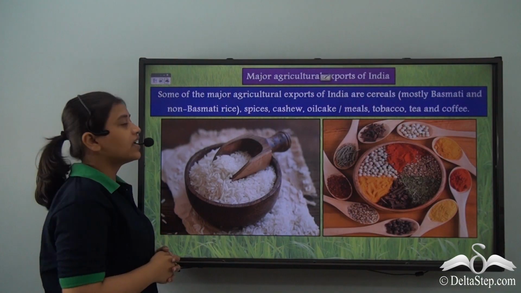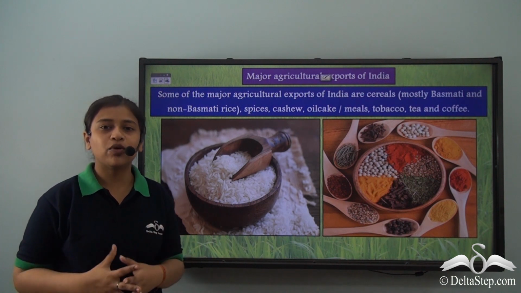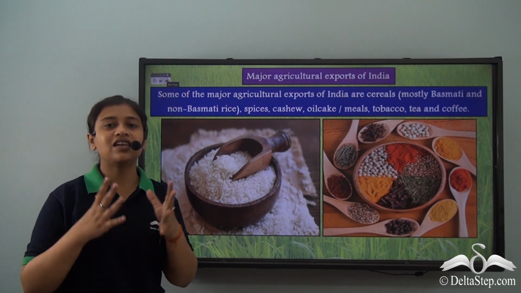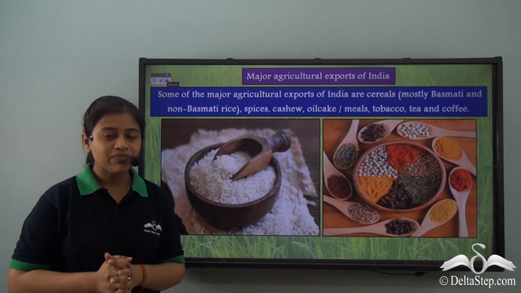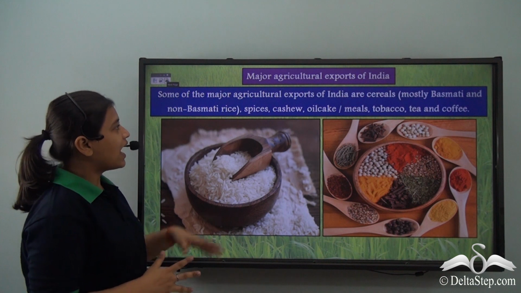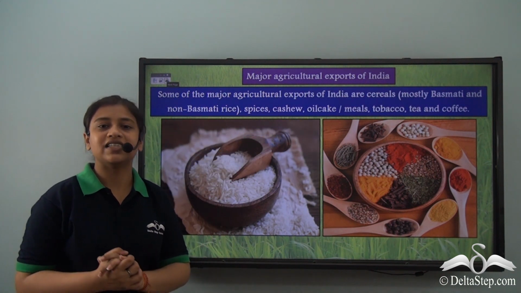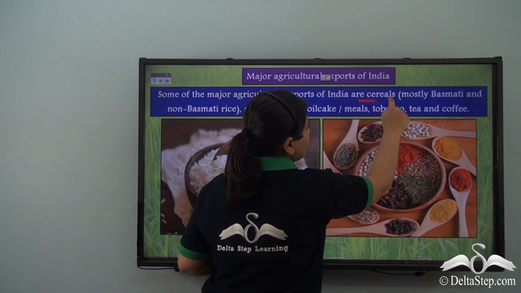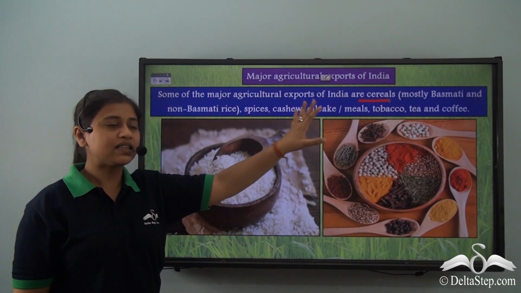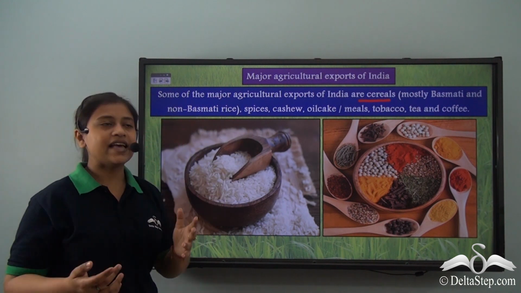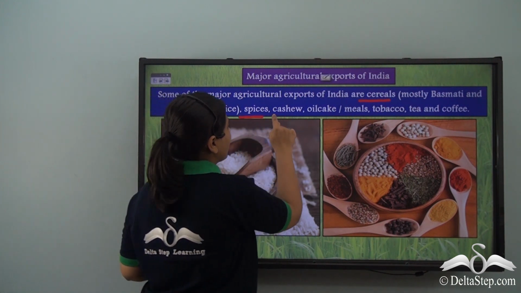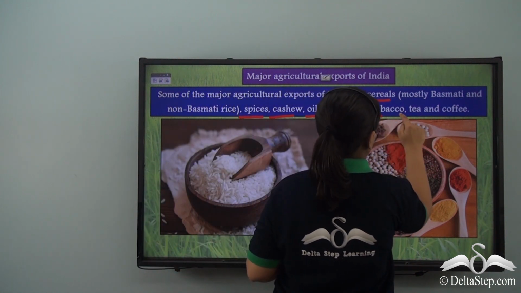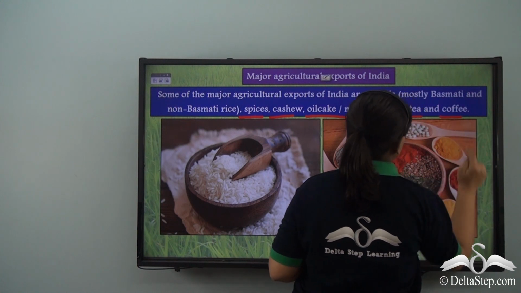So just like Brazil exports a huge amount of coffee across the world and is often known as the largest exporter of coffee, similarly there are certain agricultural exports of India too. To name them, we have cereals, which mostly include basmati and non-basmati rice. Then we have spices, cashew, oil cake or meals, tobacco, tea and coffee.